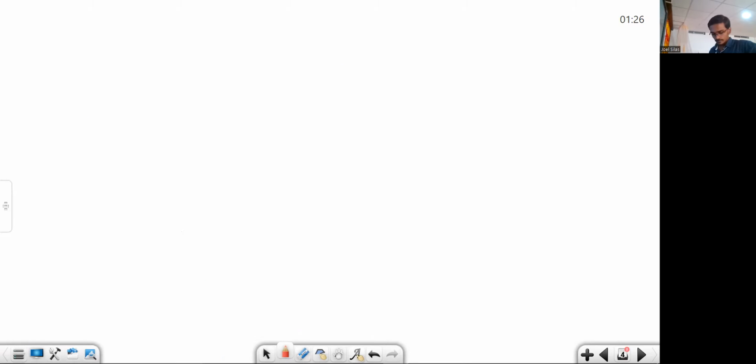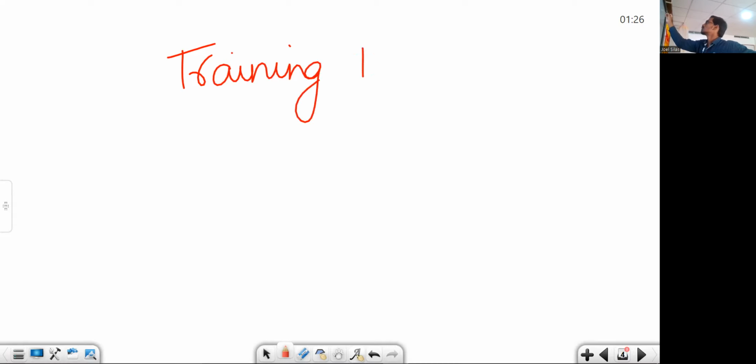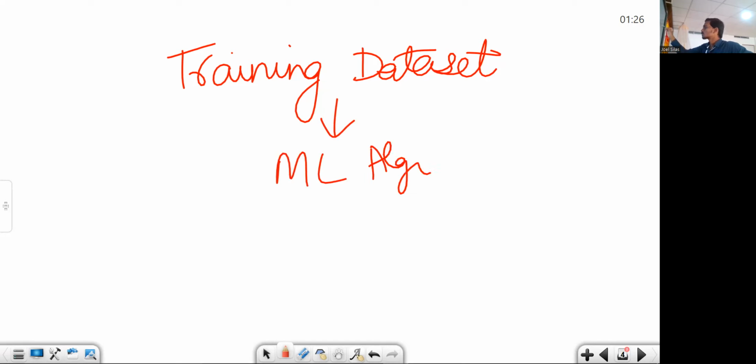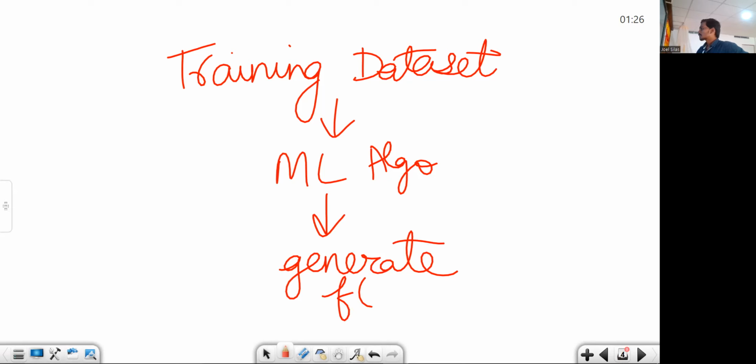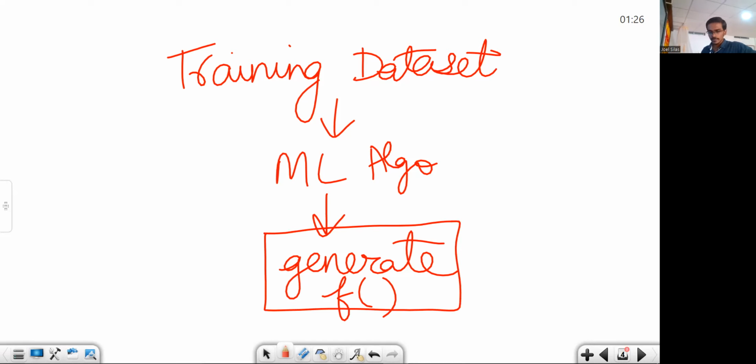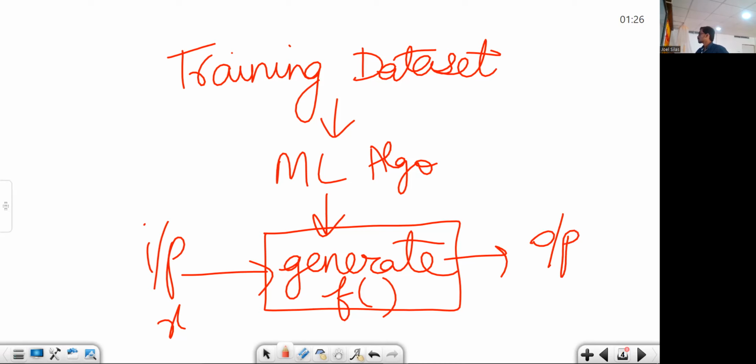Hence, whatever training data set we have, we'll give it as an input to the machine learning algorithm. This machine learning algorithm will generate the mapping function between input and output by learning from the data set. And then when we give any new input, it will generate the predicted output. This is the prediction.